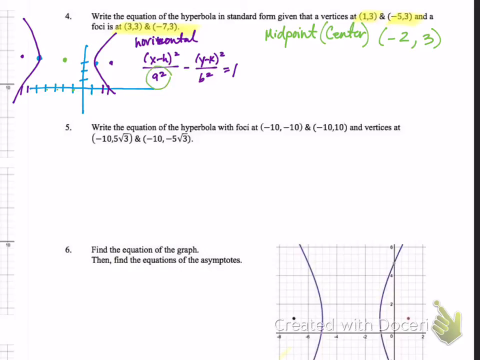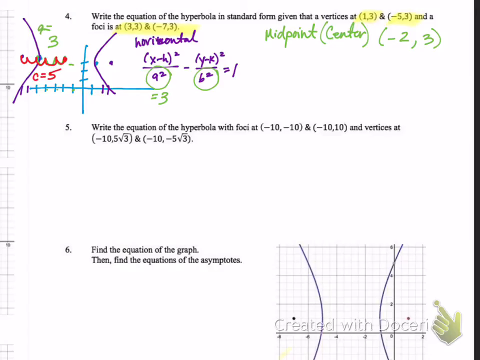Then I need a and I need b. a is the distance from my center to my vertex, so that would be 1, 2, 3. So a equals 3. I also have my foci, so the distance from my center to my foci is what letter? c. So the distance from center to foci is how many? 1, 2, 3, 4, 5. So c equals 5.